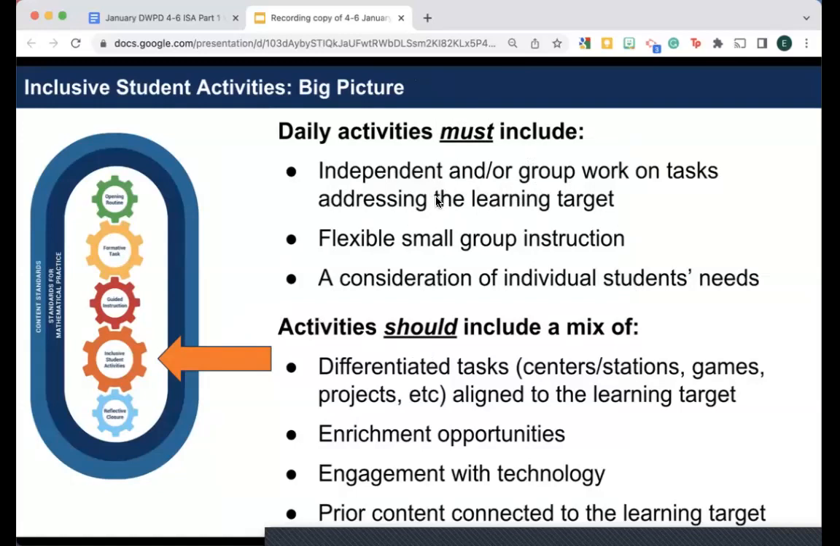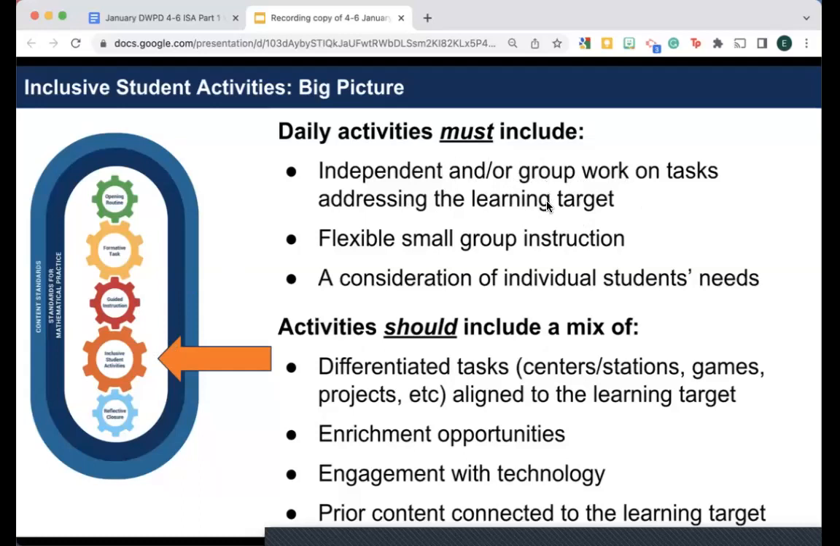And we highlight that because we do know that there's other times when you might use ISA, for example, to do prerequisite learning on Imagine Math or other virtual program. That's okay, but you want to make sure they're doing the learning target at some point. You just learned it. We need a chance to practice and apply it.